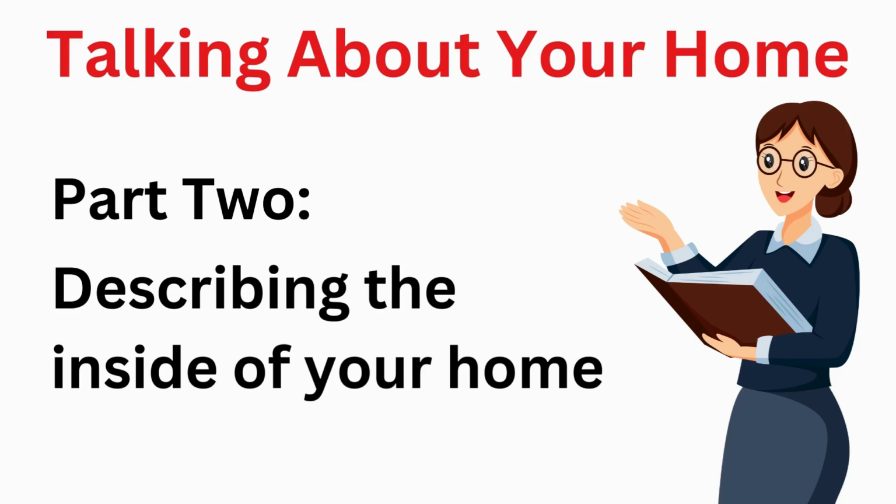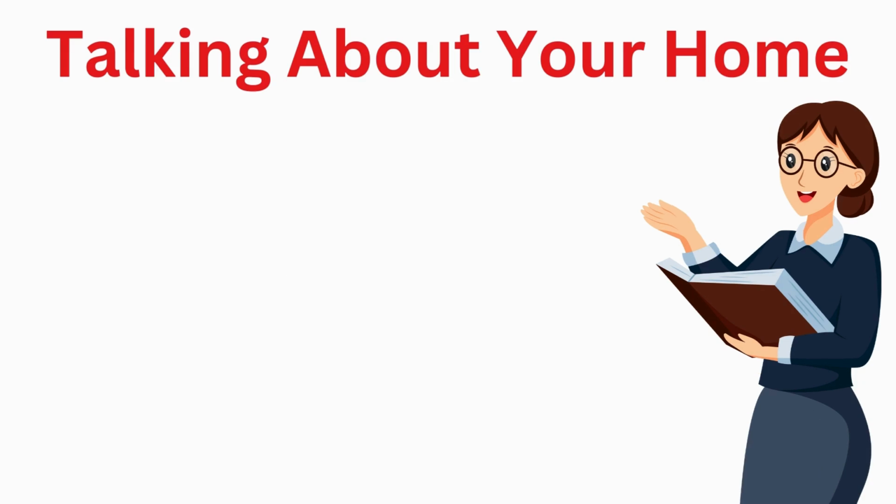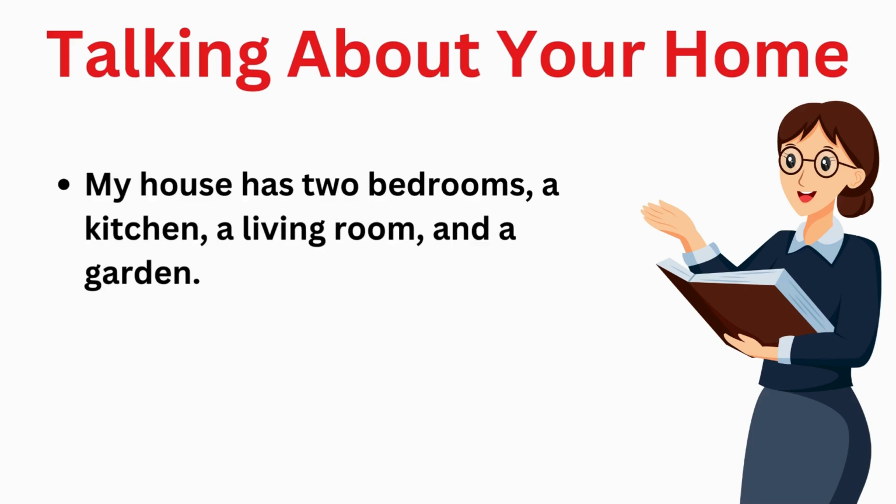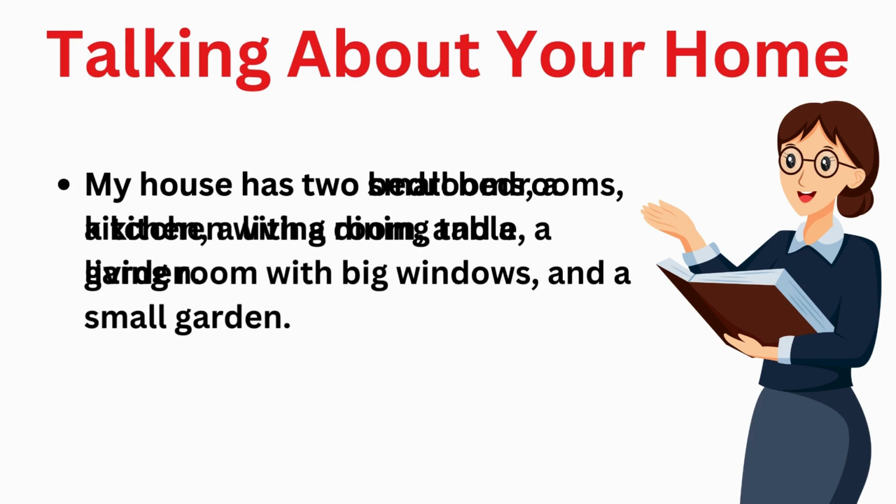Next, let's see how you can describe the inside of your home in more detail. If you want to describe your home, what can you talk about? Well, you could start by saying what rooms it has. For example, my house has 2 bedrooms, a kitchen, a living room, and a garden. It's always better to add adjectives or details to make your speaking more interesting. Let's try. My house has 2 small bedrooms, a kitchen with a dining table, a living room with big windows, and a small garden.